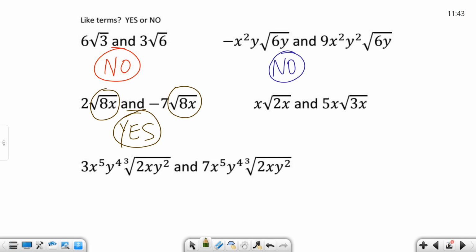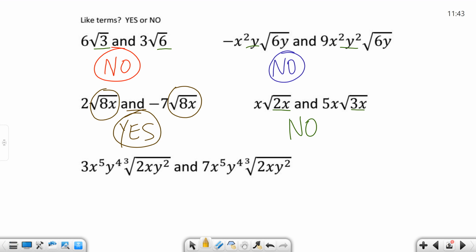So what about the one to the right of it? Well, here we have an x and then a square root of 2x. We have an x. Those things are okay, right? But square root of 2x and square root of 3x. Wait a minute. That and that. That's why it's no good, okay? So this, like terms, no, because of this and this, okay? So if we want to go back, this and this are why they're not like terms. This and this are why they're not like terms.